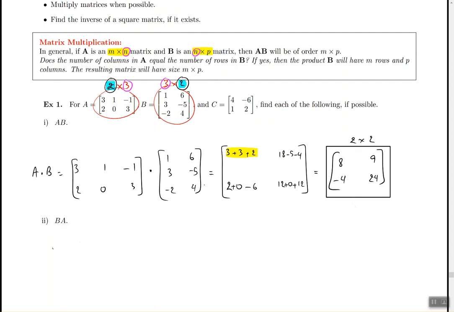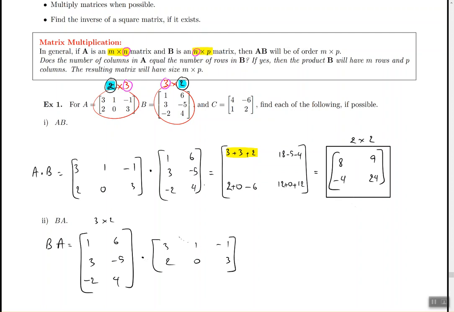However, if you do B matrix first, so if you do B times A, the matrix B is 1, 6, 3, negative 5, negative 2, 4. That matrix is a 3 by 2. If you multiply it by the matrix A, which is 3, 1, negative 1, 2, 0, 3, the size here is 2 by 3. So since the two numbers, first of all, match, then the outside numbers are going to predict the size of your solution. So in this case, the answer is going to be a 3 by 3, and that's the one we saw on our screen on the calculator.